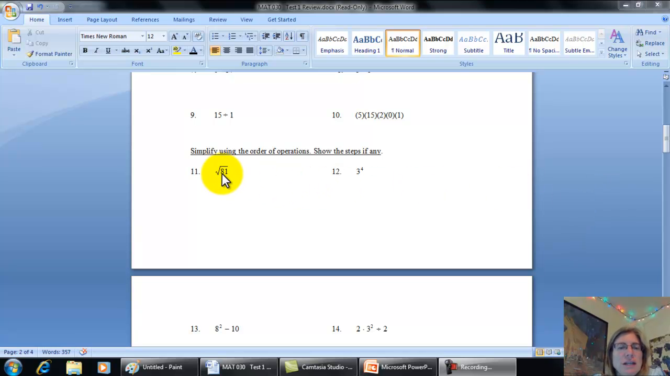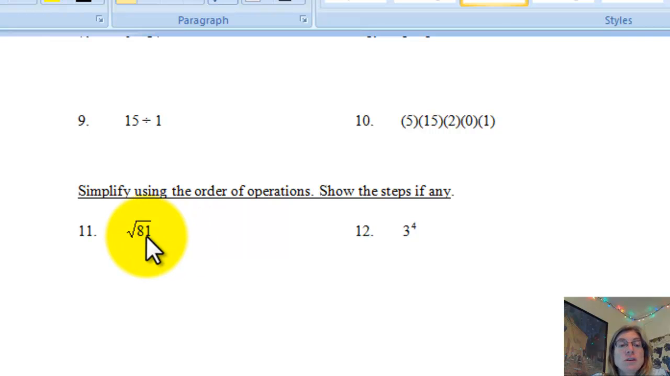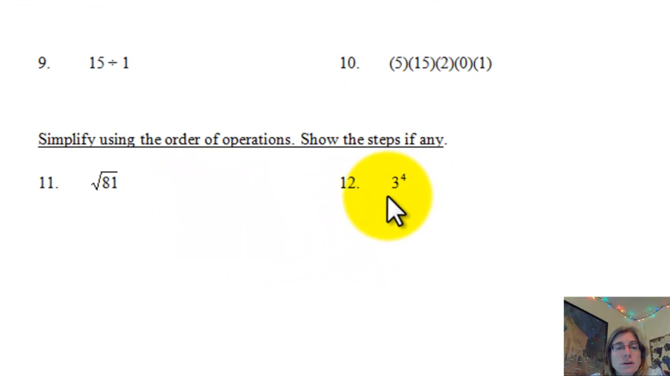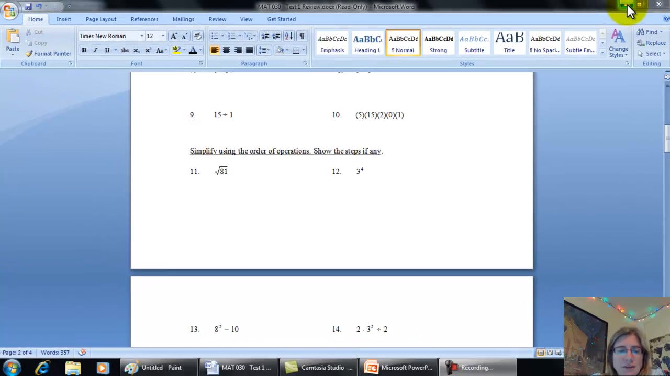Let's do number 11 and 12. 11 is square root and 12 is exponents. So let's look at that.